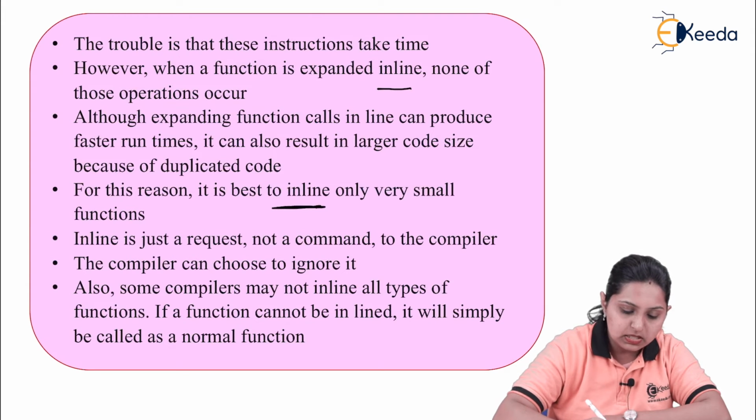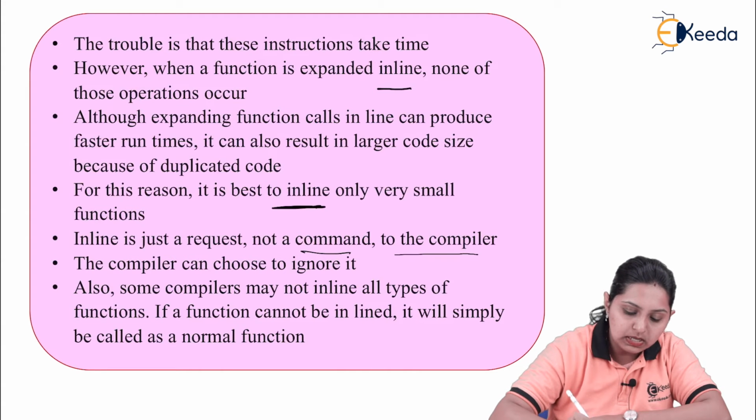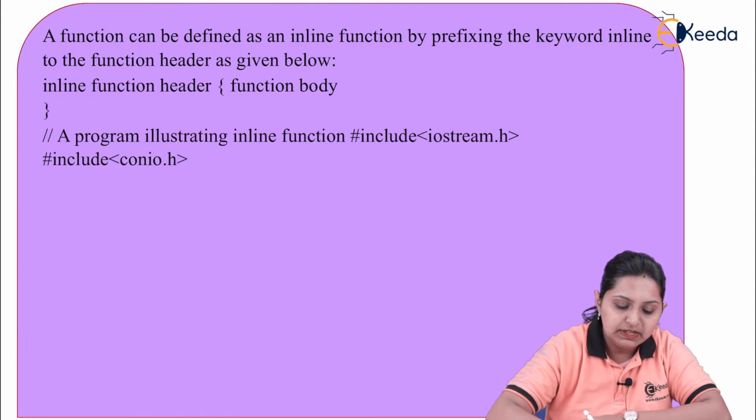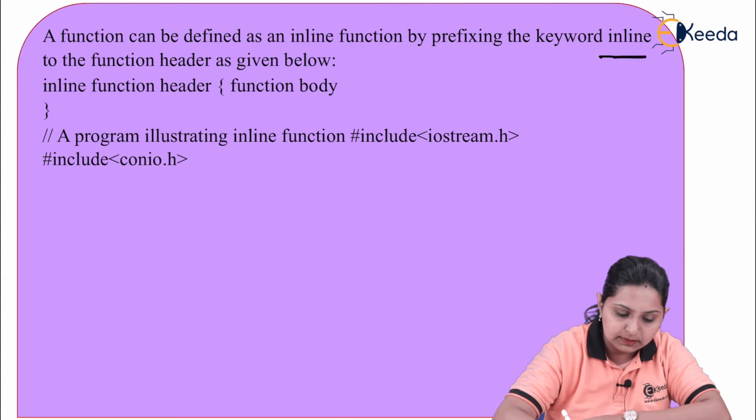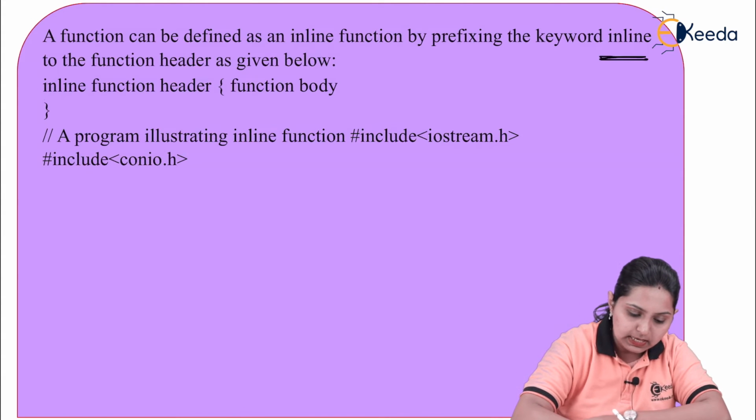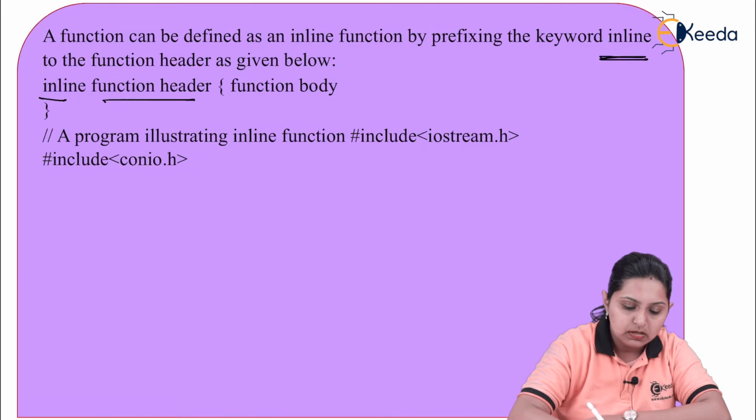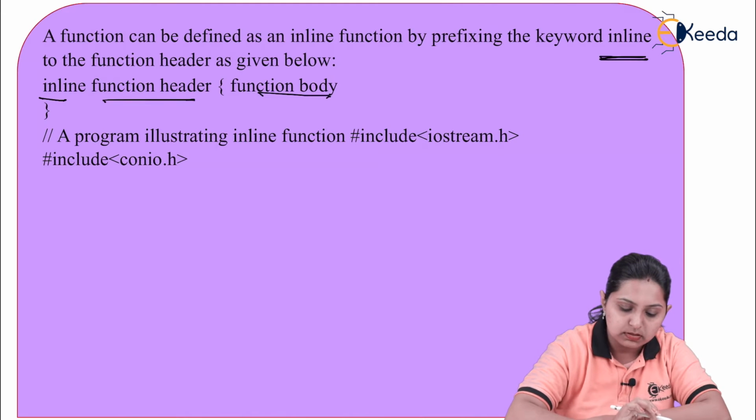Inline is just a request, not a command to the compiler. That means the compiler can choose to ignore it. Also, some compilers may not inline all types of functions, and such a function is simply called as a normal function. We define a function as inline with the prefix keyword inline. For example, inline, function name, the body of the function, and close it.